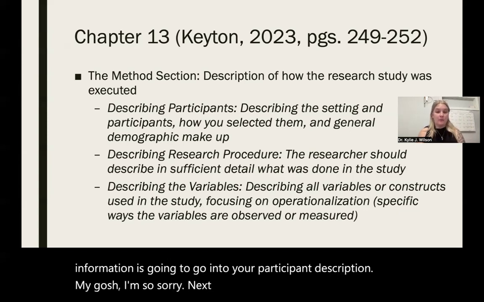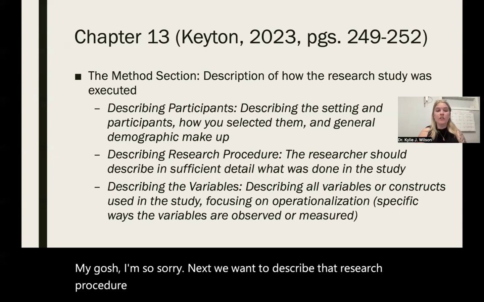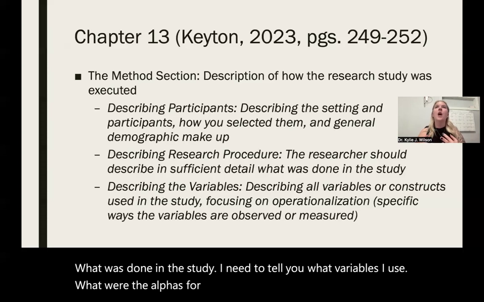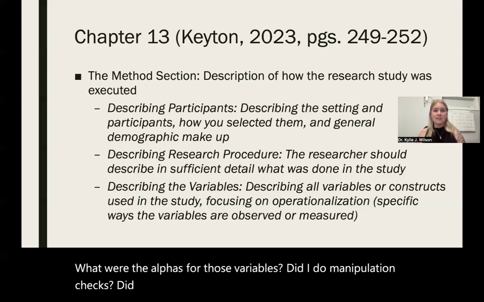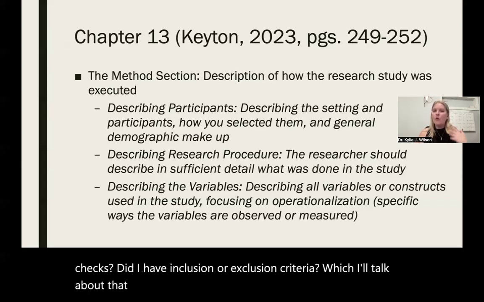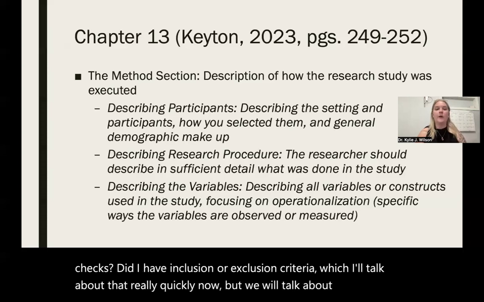Next, we want to describe the research procedure. So the researcher should describe in sufficient detail what was done in the study. I need to tell you what variables I used. What were the alphas for those variables? Did I do manipulation checks? Did I have inclusion or exclusion criteria? Which I'll talk about really quickly now, but we will talk about it a little bit later as well.